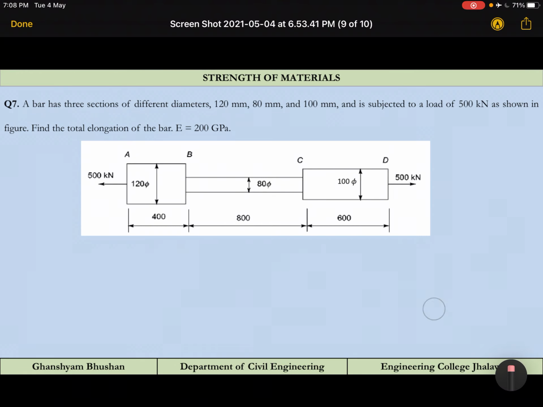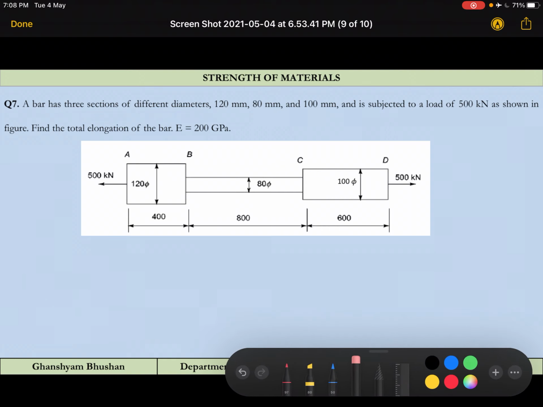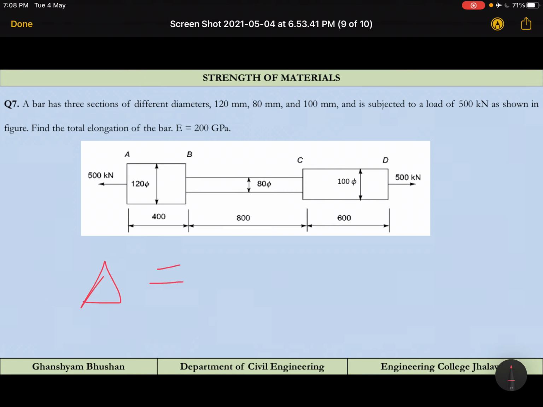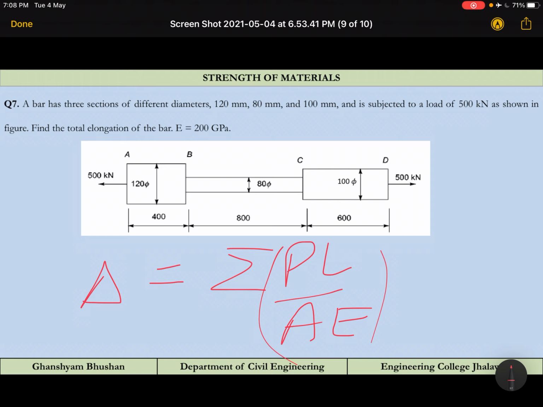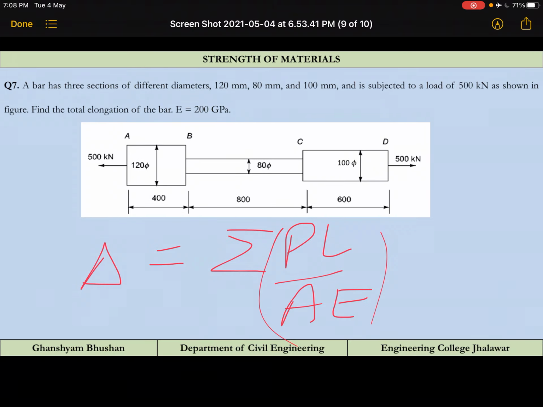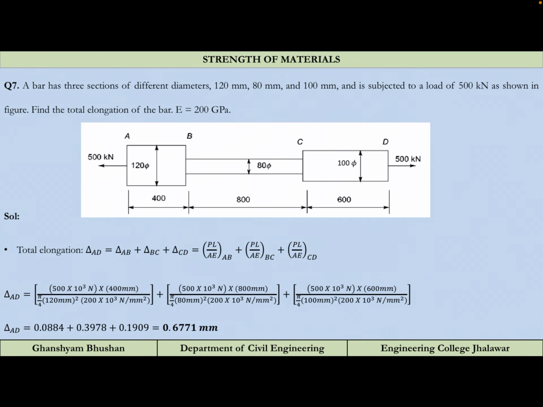If you are having an arrangement like this, delta will be summation PL by AE. So whatever is constant, you can take it outside. If something is not constant, you have to take it individually. Clear? So I have solved the problem here. You can see total elongation is PL by AE for different bars. Load is constant, area will be different. So finally you are getting 0.6771 mm.